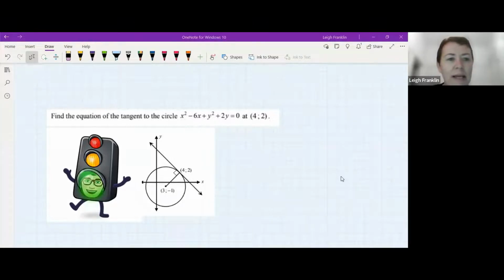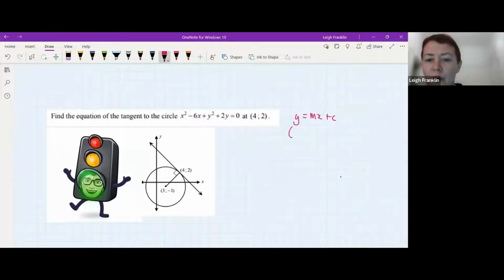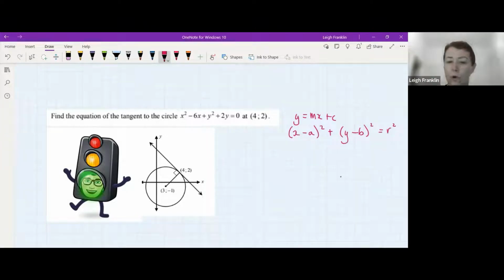And you may need y equals mx plus c. I'm also just going to write the equation of a circle here for you. There you go. All right, so Courtney and I are going to be quiet for 5 minutes. We'll let you work on that, and then we'll talk about our answers.